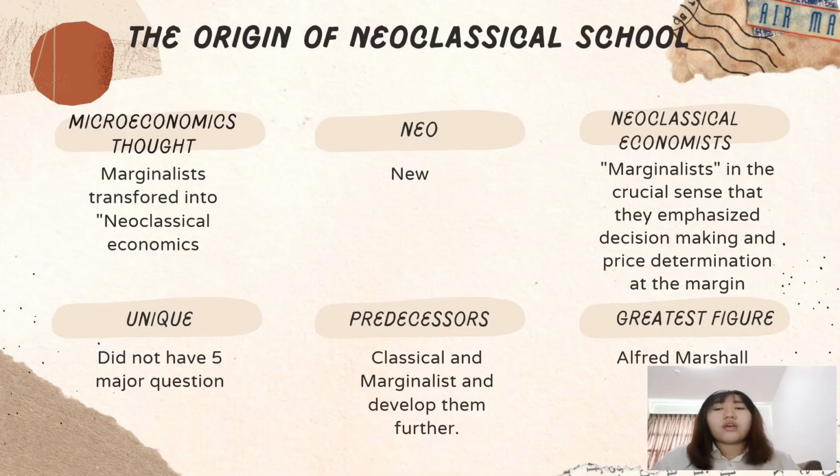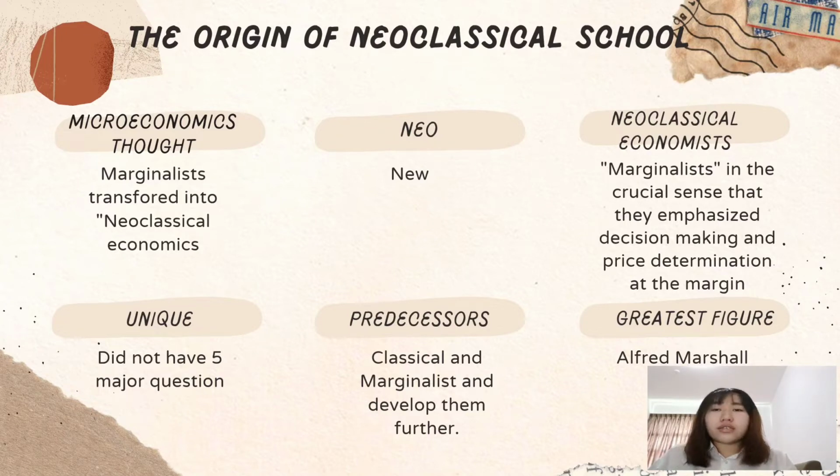The origin of the Neoclassical School is that the microeconomic thought of the marginalists was transformed into Neoclassical economics. Neo means new. Neoclassicism implies a new form of classicism. The Neoclassical economists were marginalist in the crucial sense that they emphasized decision-making and price determination at the margin.